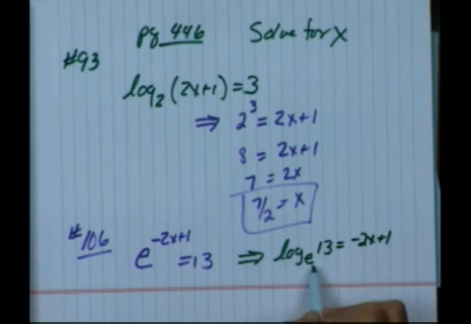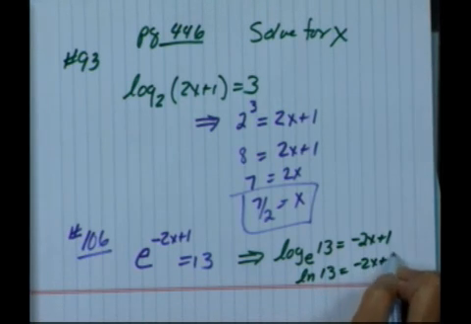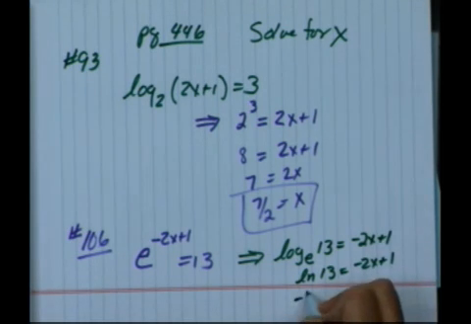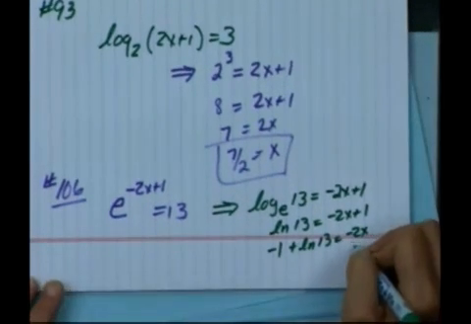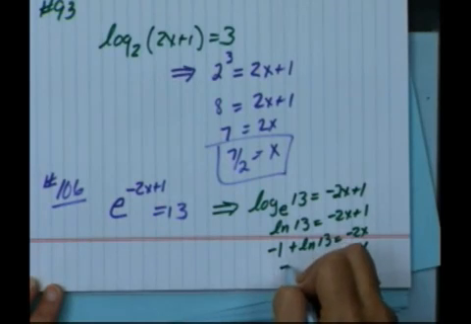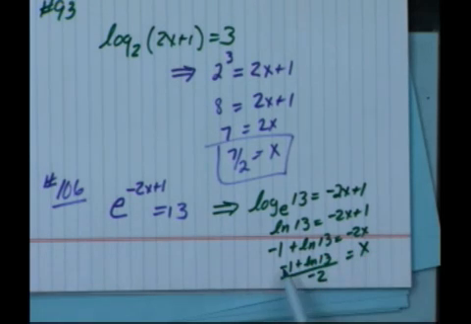Natural log to the base e is natural log, so we have natural log of 13 equals minus 2x plus 1. And if we're looking for the exact value, all we got to do is still solve this for x. So we'll have negative 1 plus natural log 13 equals minus 2x. X is equal to negative 1 plus natural log 13, the whole thing divided by negative 2. And of course you could write that as positive 1/2 minus 1/2 natural log of 13.